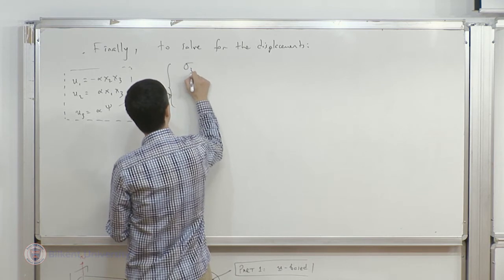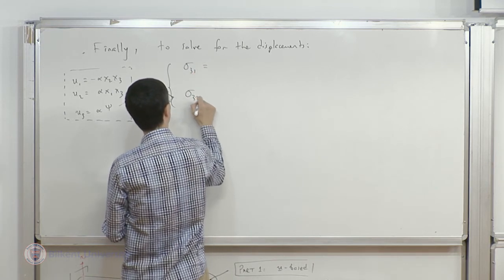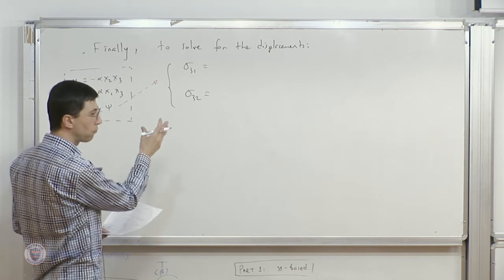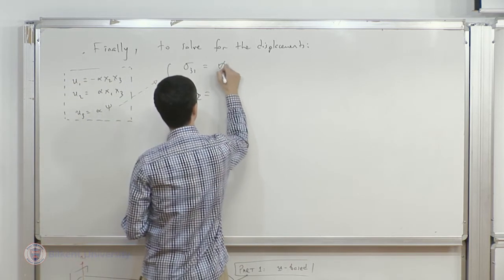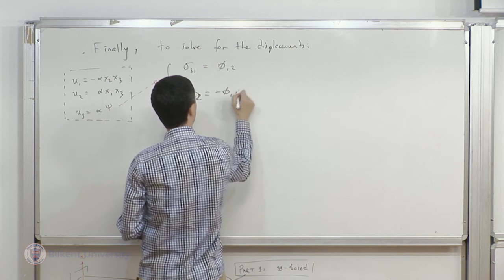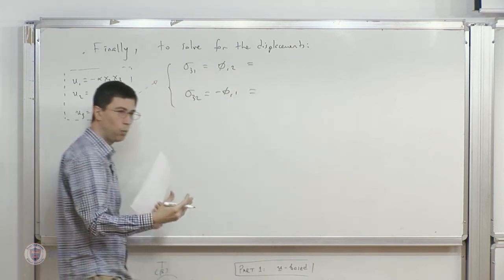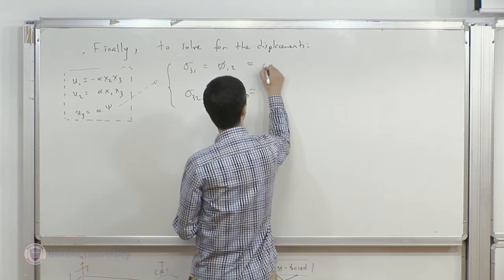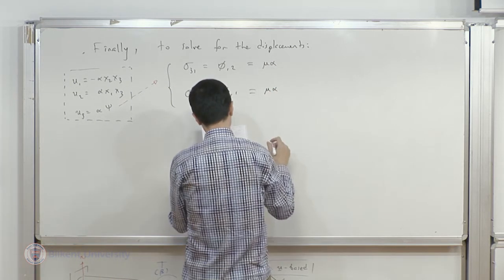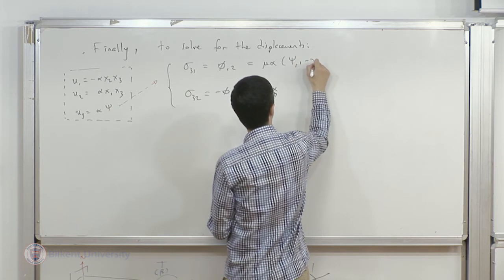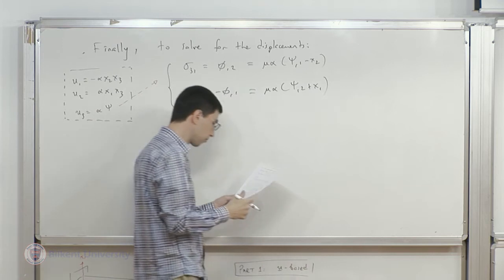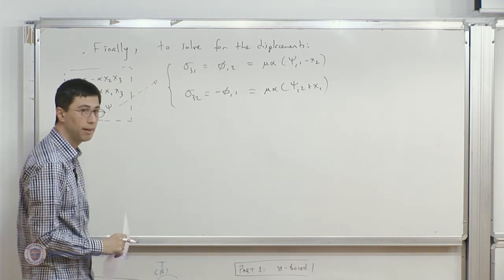Let's write the stresses once again, one final time. So sigma 3,1. I'll write it in two ways. First, the stress-based approach. It's phi,2 minus phi,1. And now we link the two approaches. Now the displacement-based approach. It's mu alpha, psi,1 minus x2, psi,2 plus x1. Okay.